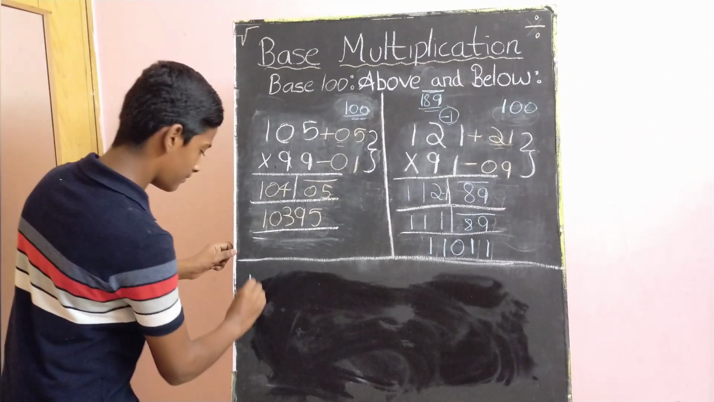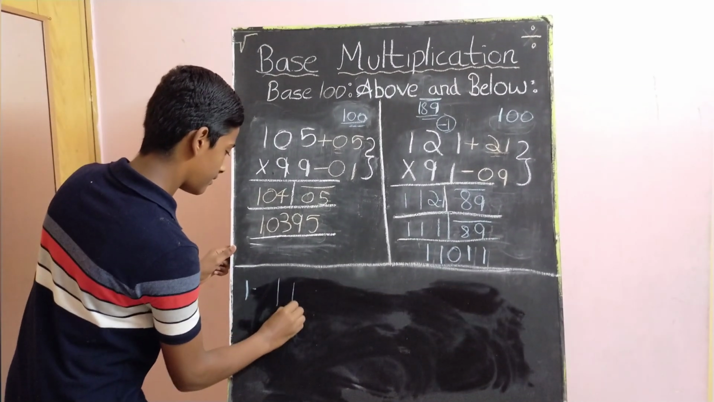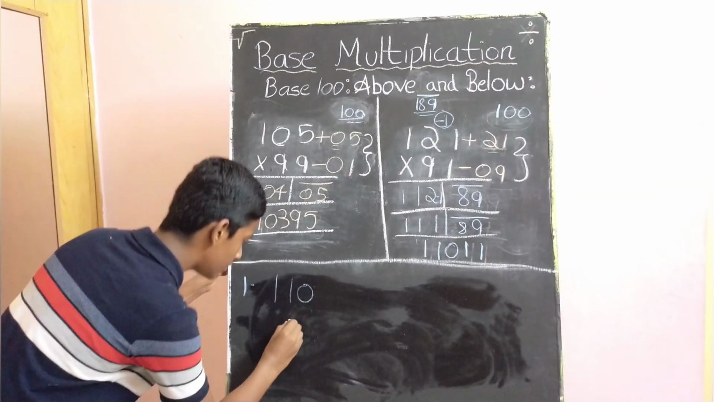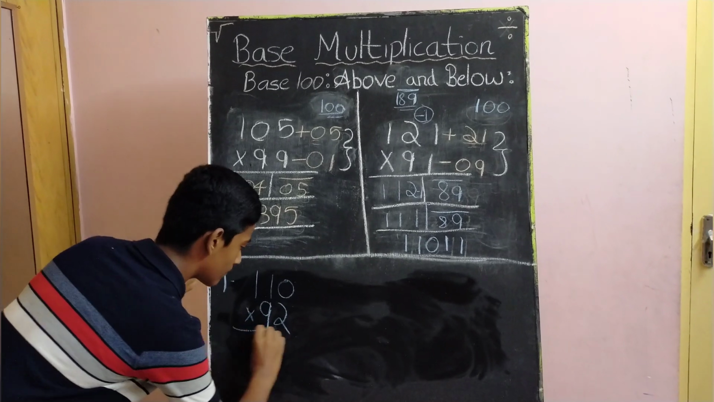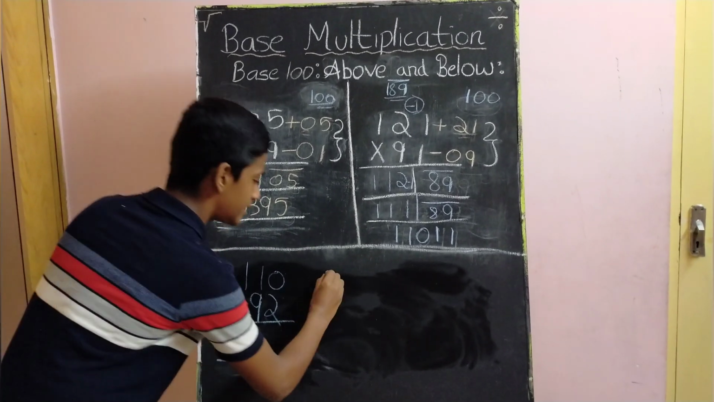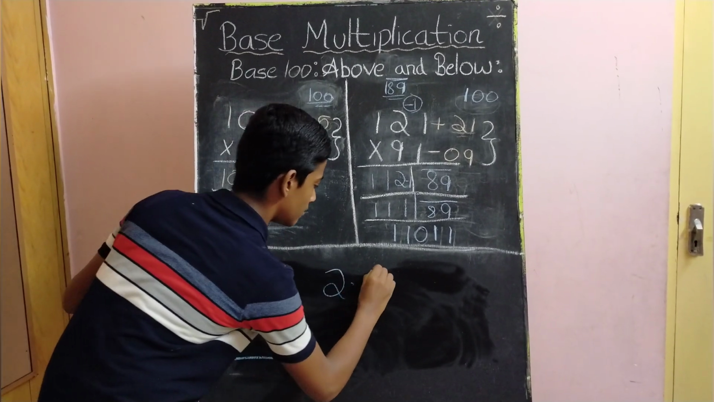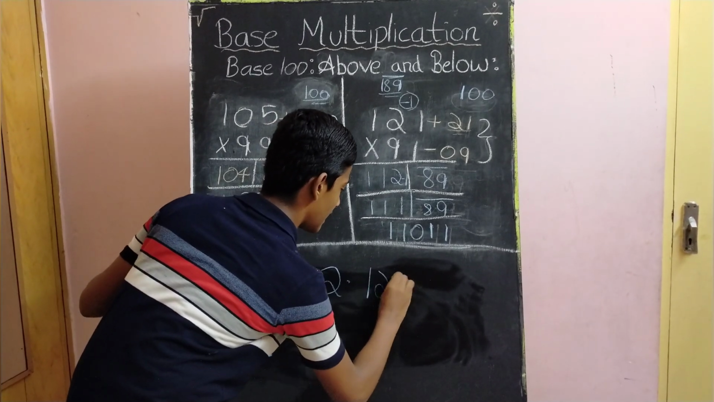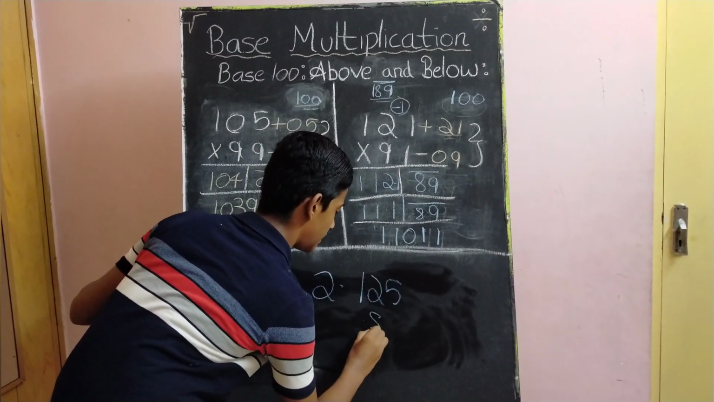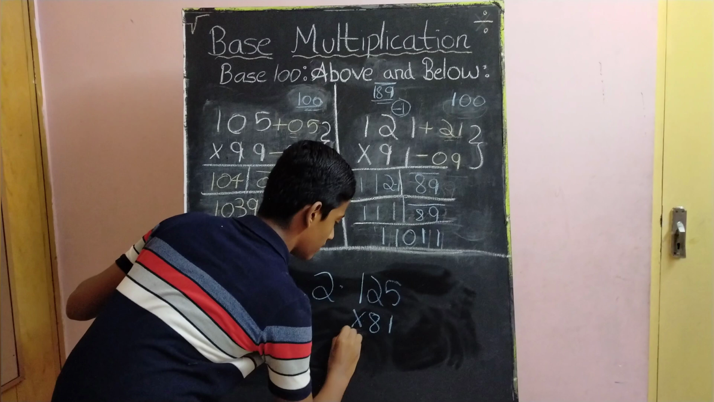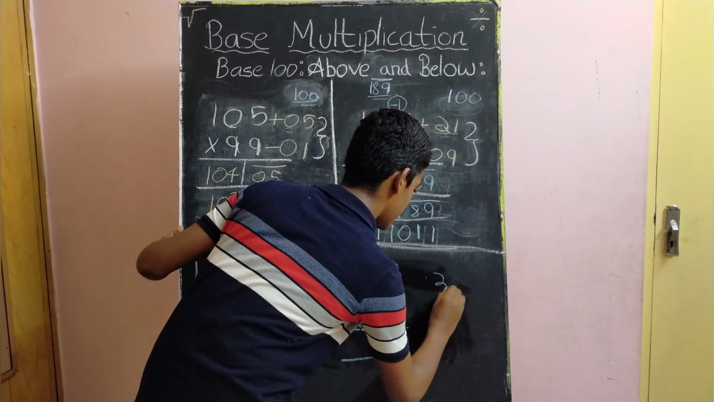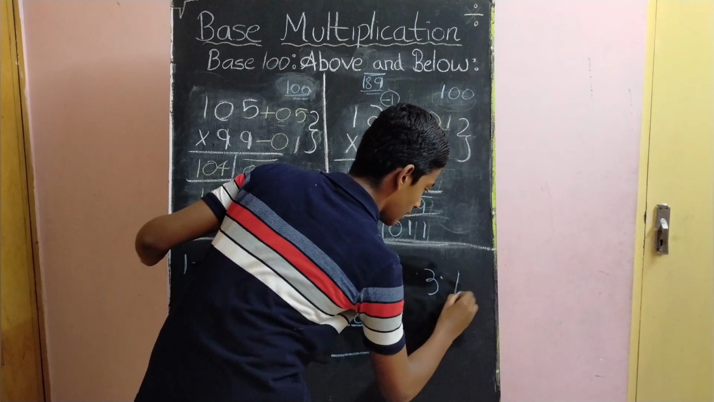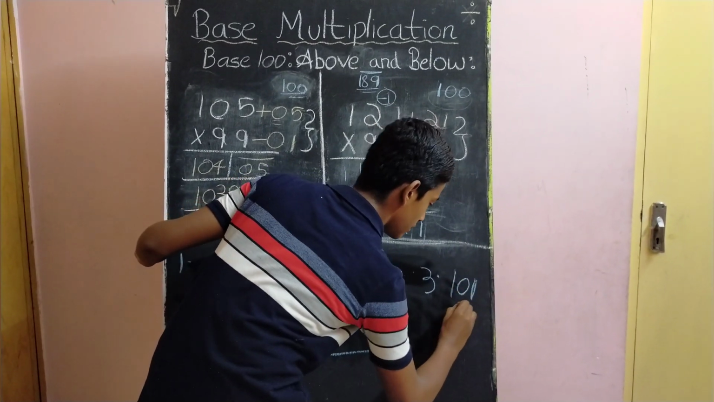The first sum is 110 into 92. The second sum is 125 into 81. The third sum is 101 into 71.